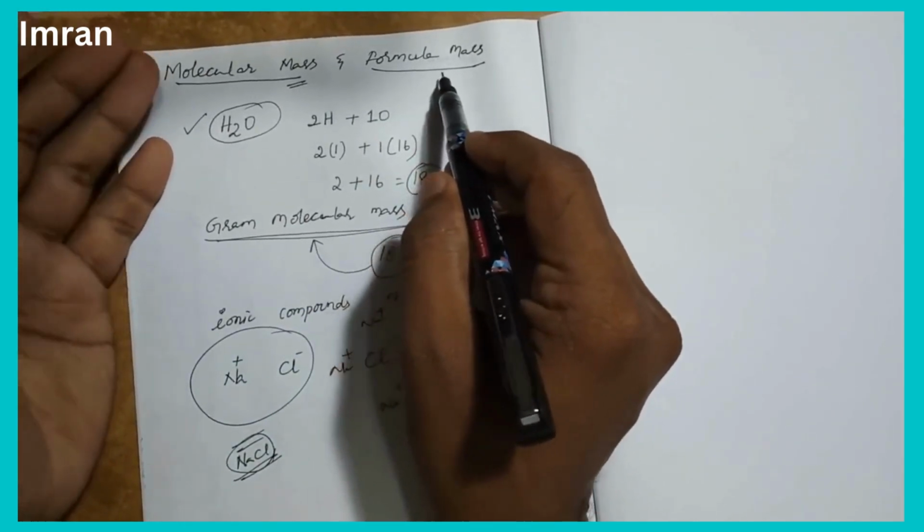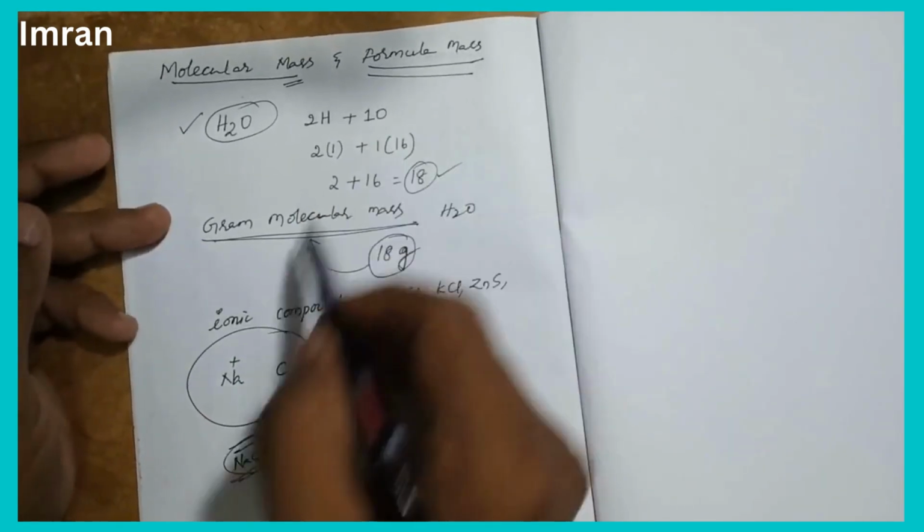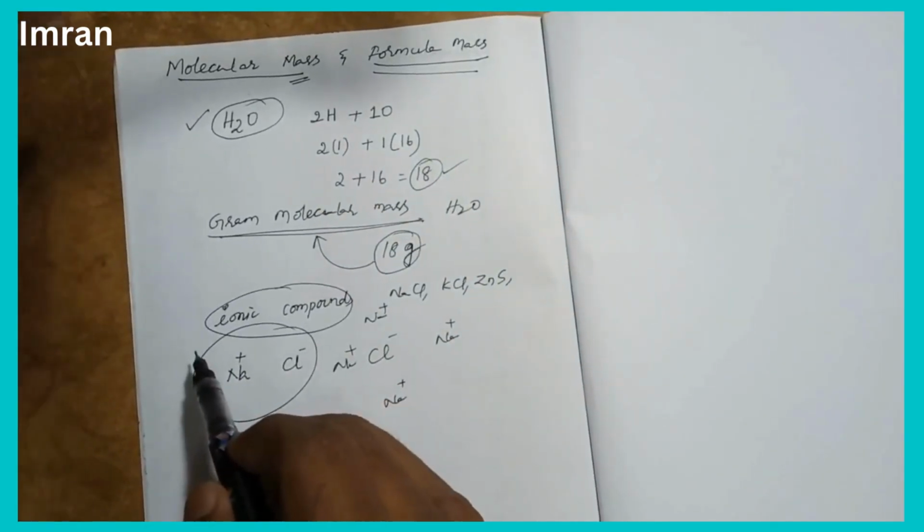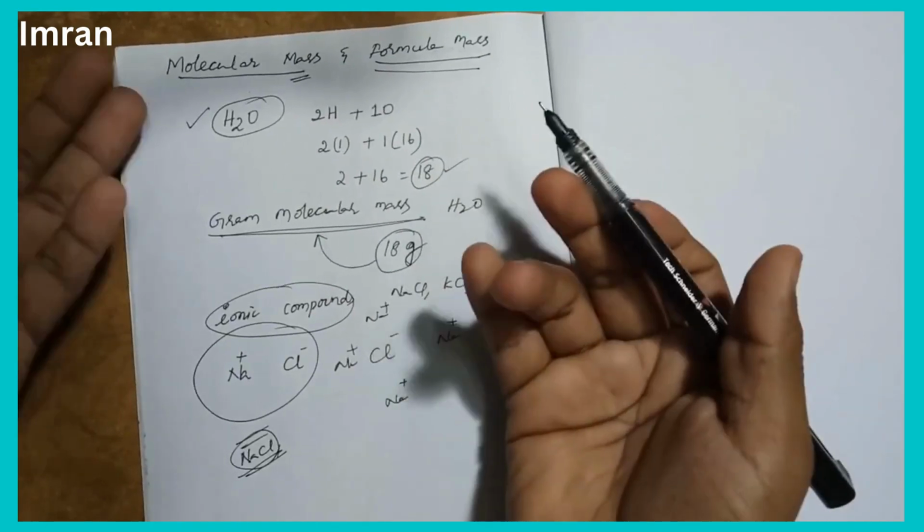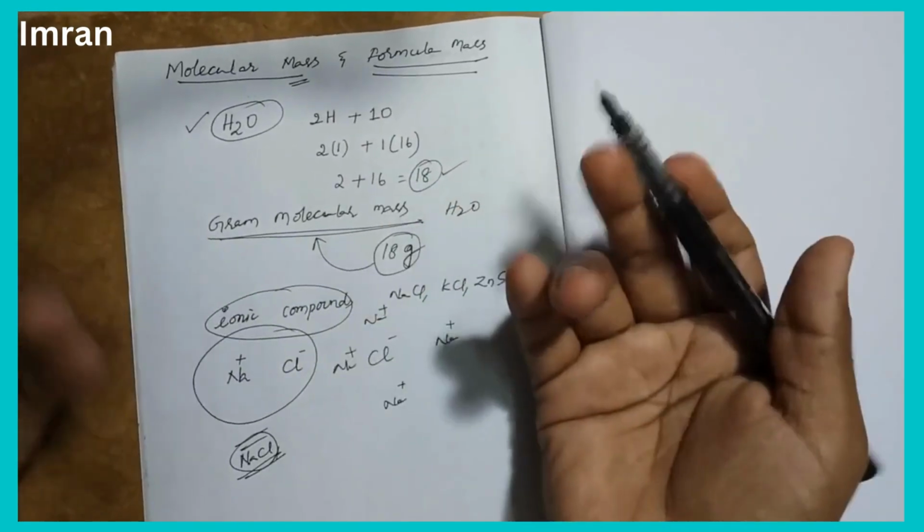So the term formula mass is especially used for ionic compounds, whereas molecular mass is generally expressed for normal molecules other than ionic compounds.